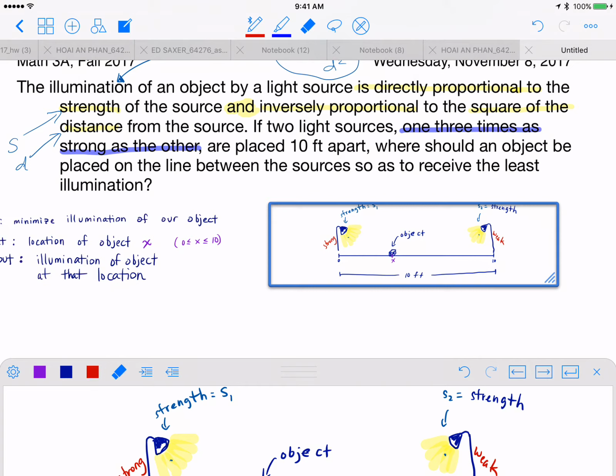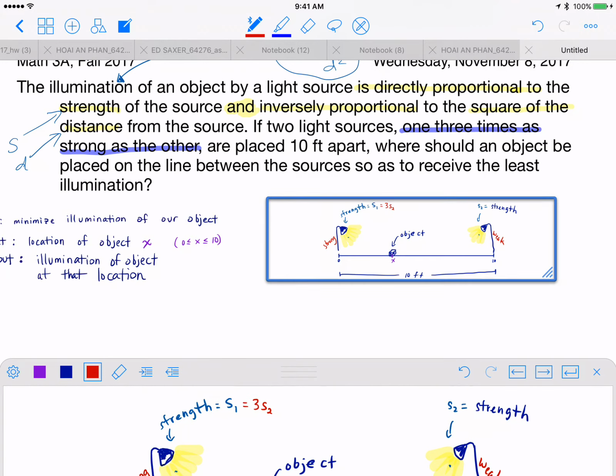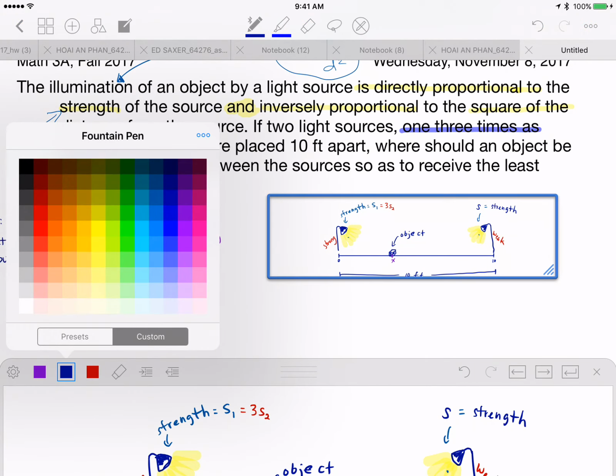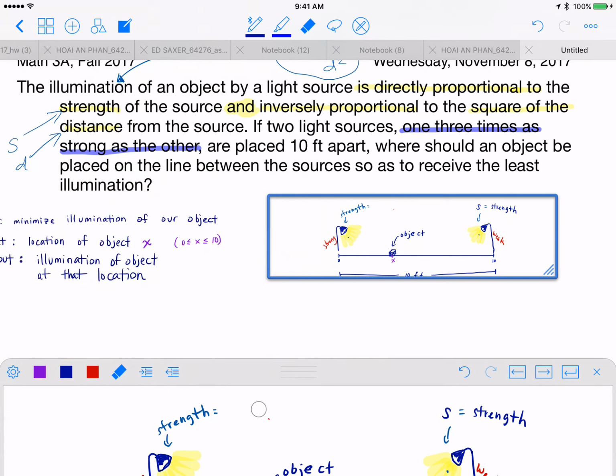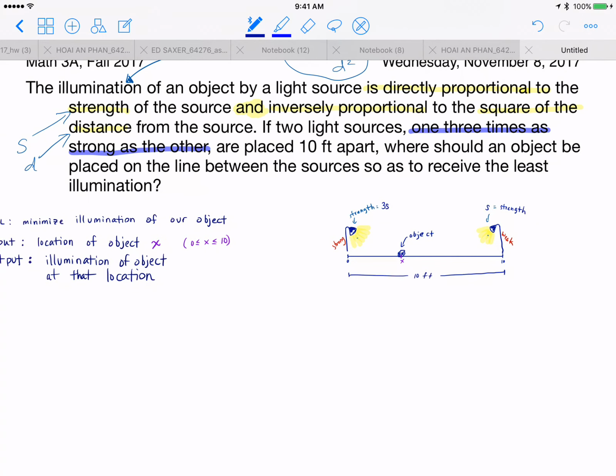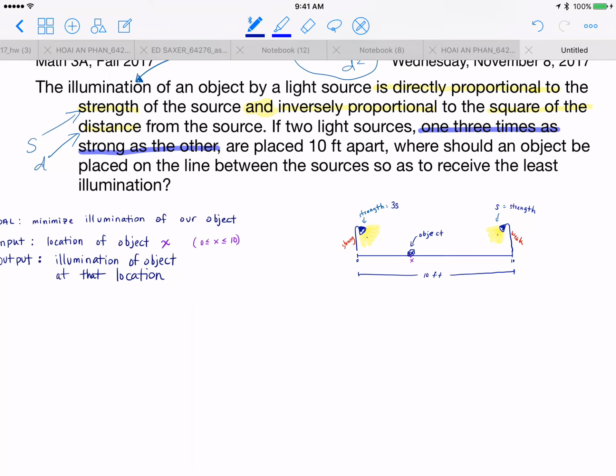Since one of the light sources is 3 times as strong as the other, S1 is equal to 3 times S2. Does that make sense? This last sentence allows us to eliminate a variable. Instead of writing S1 and S2, we can call the strength of the weak one S, and then the strength of the strong one is 3S, because it's 3 times the strength of the weak one. Now we are ready to write our formula for the illumination of X by these two light sources.